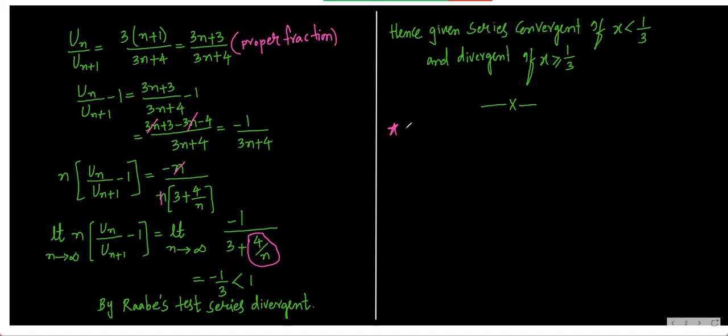The question is 2 plus 3x by 2 plus 4x square by 3 plus 5x power 3 by 4 plus and so on. And here already mentioned that it is a series of positive terms, x is positive. So I'm writing the solution.